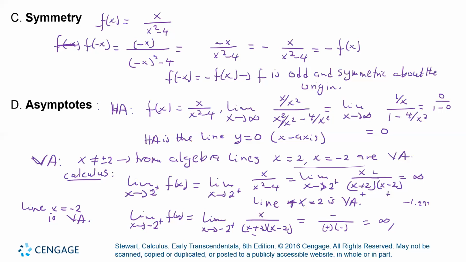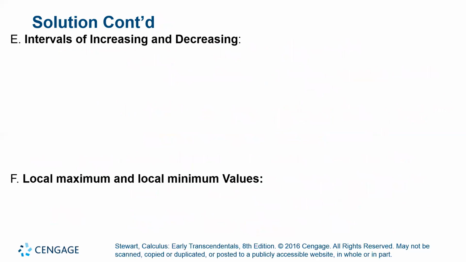This approach, find the limits. All right, good. So we have the symmetry, we have asymptotes. Then we have to find increasing and decreasing. So what do we use? The first derivative test. So we need to find f prime of x, get my critical values and then approach it from there.